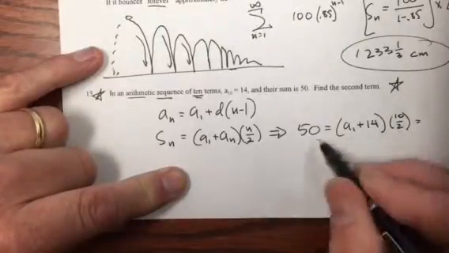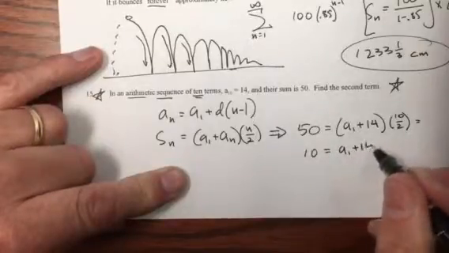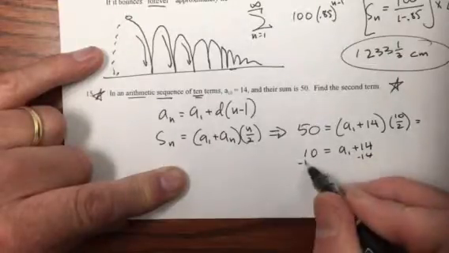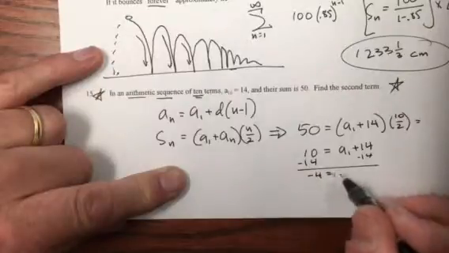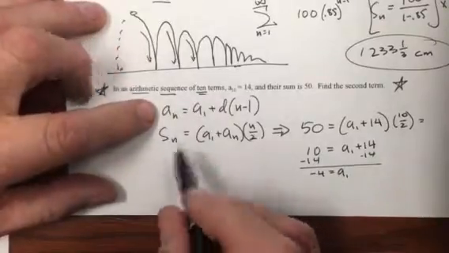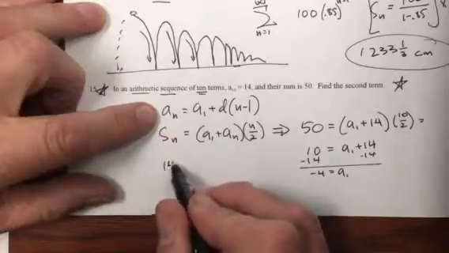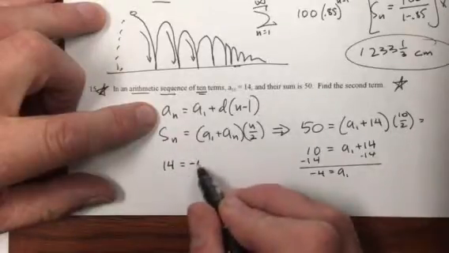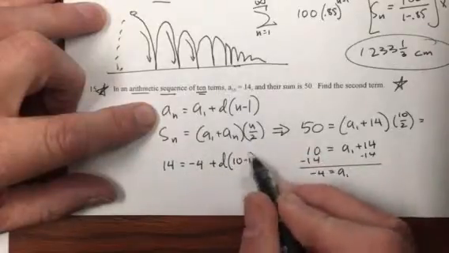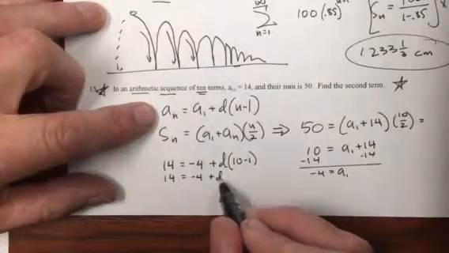If I divide both sides by 5, I can get 10 is equal to a sub 1 plus 14. Well, I know then a sub 1, when I take away 14 from both sides, negative 4 is my first term. All right, well now I can plug that into the top, and I can say that my nth term, which is my 10th term, is 14. That's going to be equal to my first term, minus 4, plus d, which I do not know, times 10 minus 1, which is 9. So 14 is going to be equal to minus 4 plus d times 9.